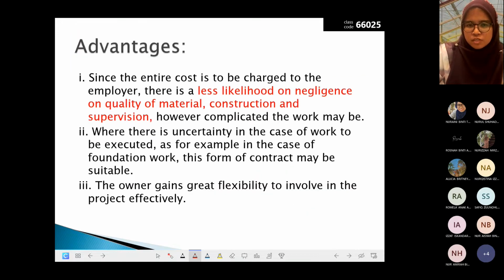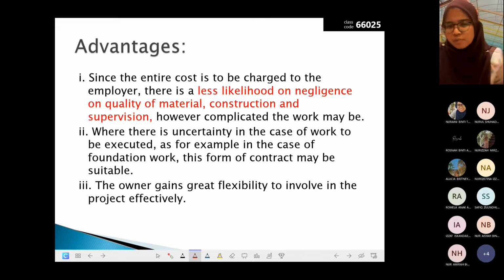Okay. Since the entire cost is to be charged to the employer, there is less likelihood of negligence on quality of materials, construction and the supervision. Okay, so the contractor will use the best materials, right? Okay, because the cost will go to the client. Okay, when there is uncertainty in the scope of work to be executed, this form of contract may be suitable. The owner gains great flexibility to be involved in the project effectively. Okay, because the owner controls the cost.